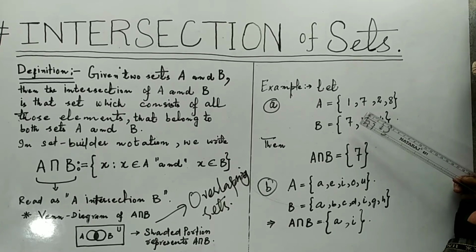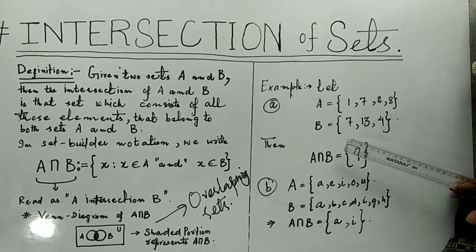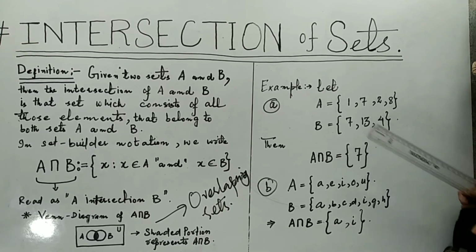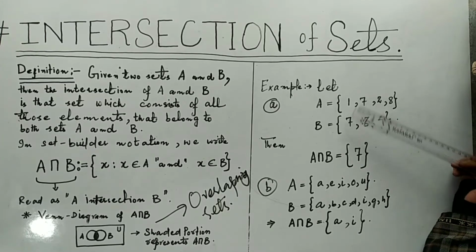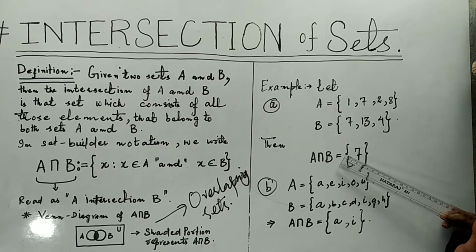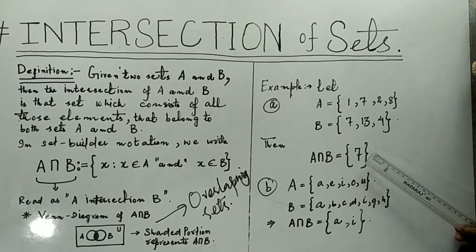Now, the intersection of two sets will consist of all those elements which have the property that they must belong to both of the sets. So let us see. I have done this, and my intersection is the singleton set, and it consists of the single element 7. Why 7?